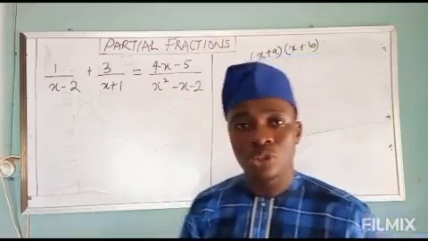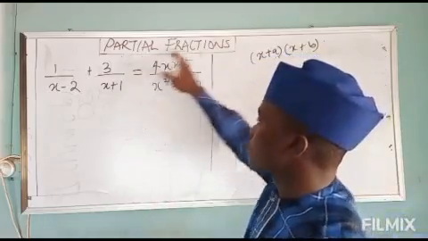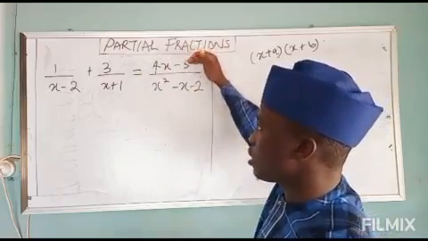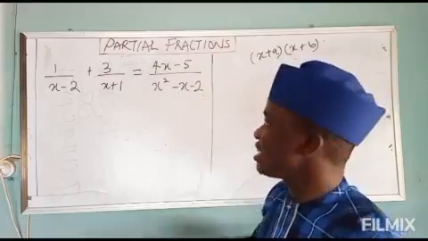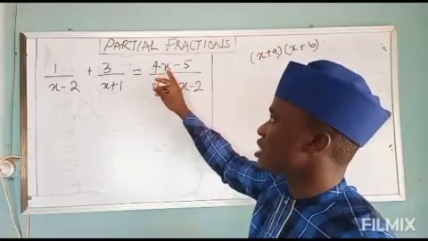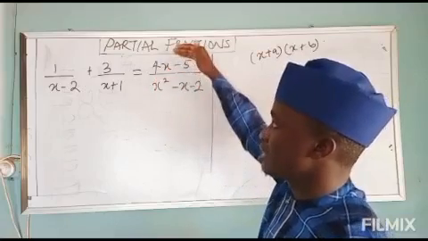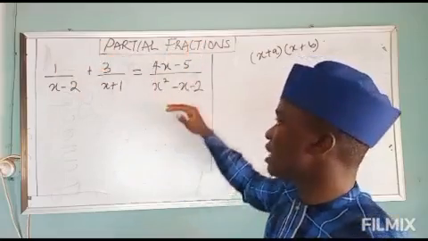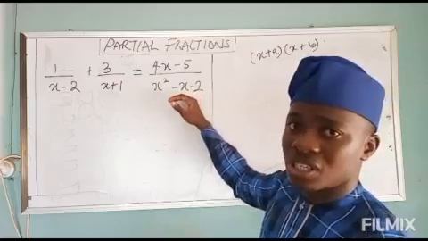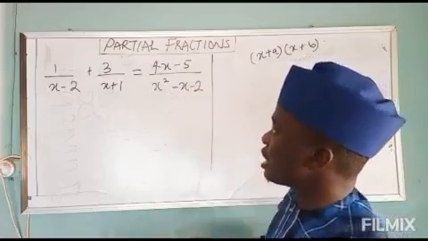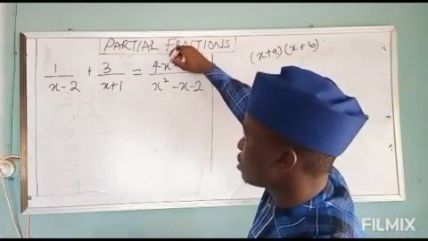Now the second thing you are going to do is to observe very well the numerator and the denominator. You look at the highest degree of x. When I say degree, I mean the power of x. The highest degree of x here must be at least 1 less than the highest degree of x of the denominator. So if you look at this one, you can see that the highest degree of x here is 1.